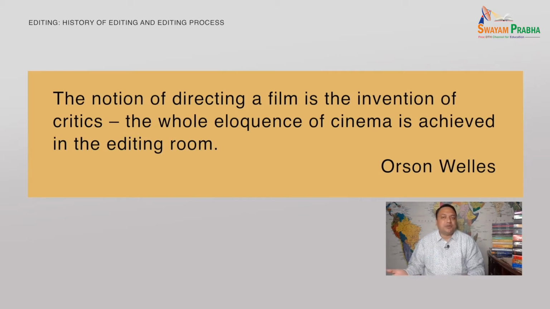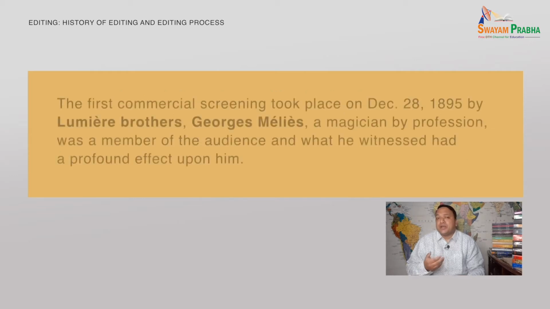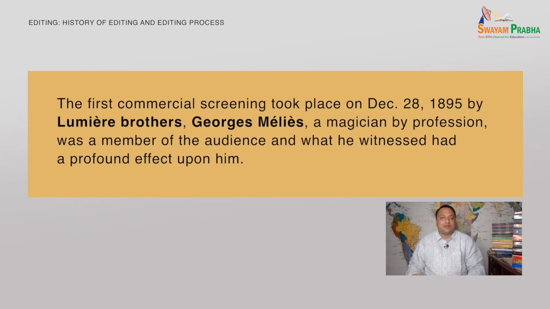But how did it all start? Well, there is a story, and the name of that story is The History of Editing. So, when the first paid public screening was organized on December 28, 1895 by Lumière brothers, Louis and Auguste Lumière, Georges Méliès, an illusionist by profession, was also one of the members to witness the film screening. And what he saw on that day had a significant impact upon him.